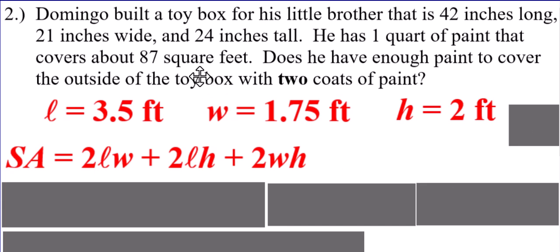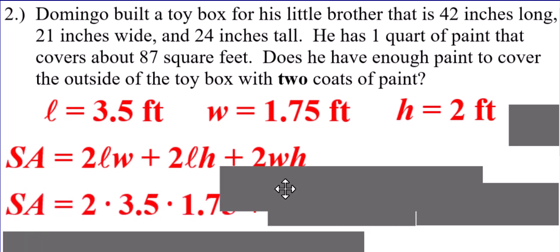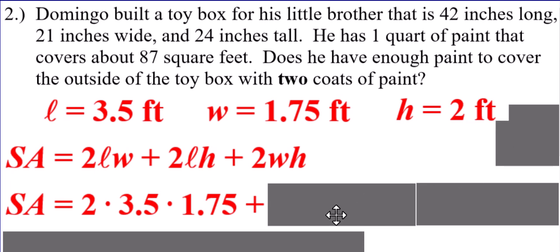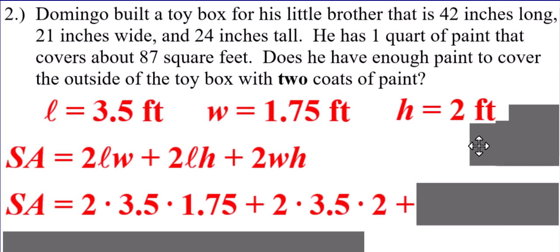Because after all, eventually I have to deal with the fact that I'm trying to get 2 coats of paint, and the paint can does 87 square feet. Well, now I got everything in feet. Okay, are you ready? Let's substitute. 2 is 2, the length was 3.5, and the width was 1.75. Plus 2 is 2, the length is 3.5, the height, we got an h here, is 2.